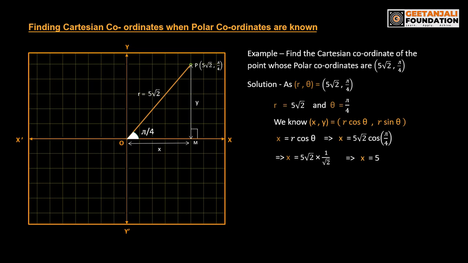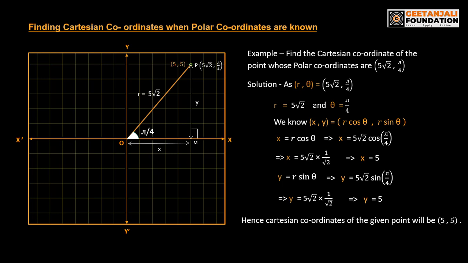Let's find out the value of y now. y is equal to r sin theta. Let's substitute values of r and theta here as well. So y is equal to 5 root 2 sin pi by 4. The value of sin pi by 4 is again 1 by root 2. Root 2 will get cancelled and we get y is equal to 5. So you can see here we found out the Cartesian coordinates of the given point, which are 5, 5, with the help of its polar coordinates.